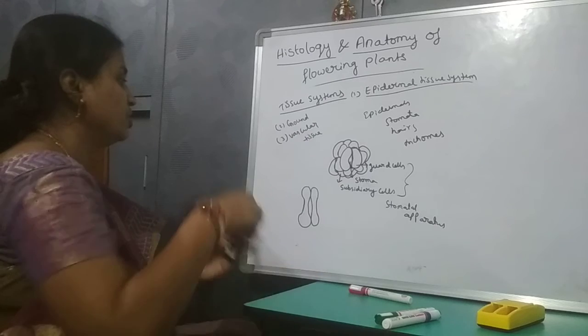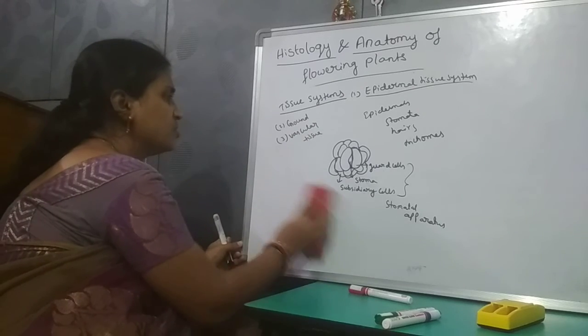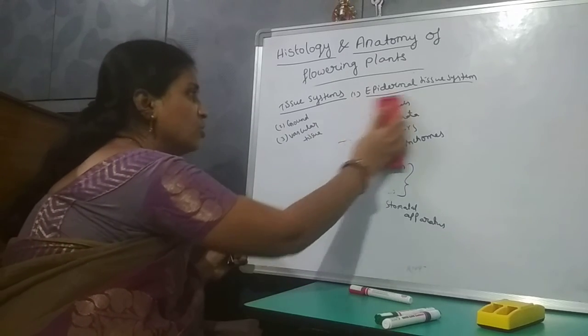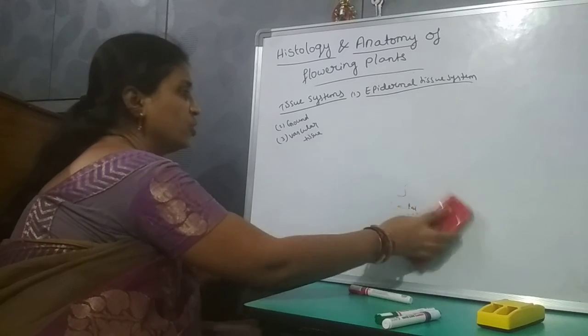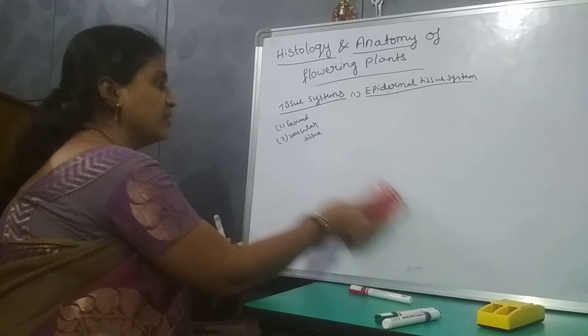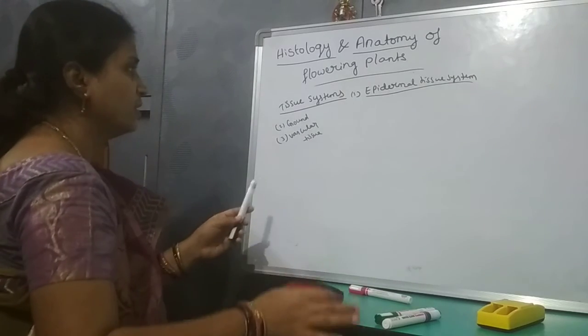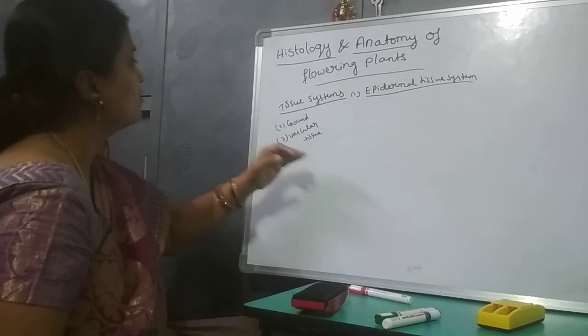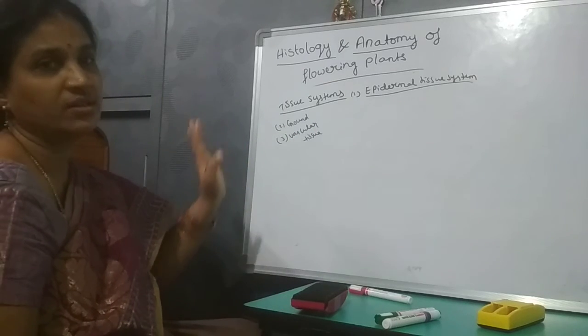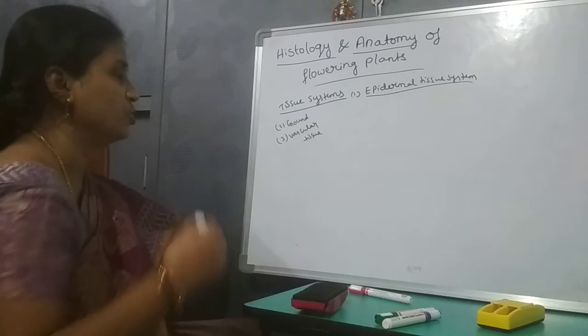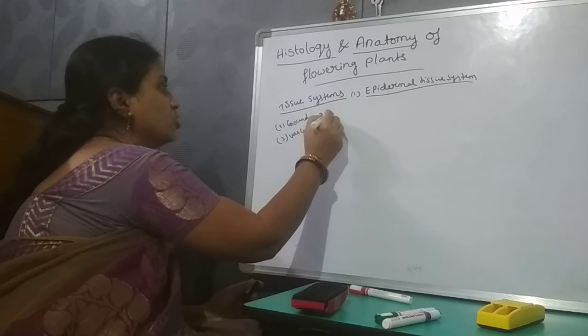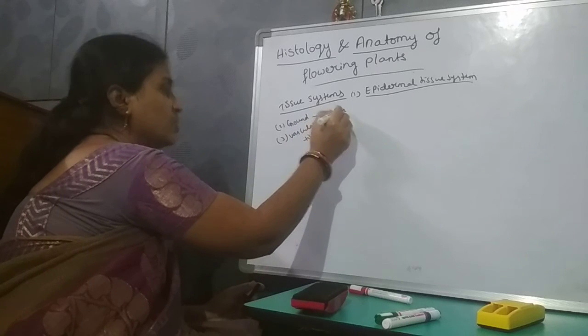Coming on to the ground tissue system. Ground tissue system is mainly consisting of parenchyma, collenchyma and sclerenchyma. They are going to give the mechanical support. So apart from epidermis and vascular tissue, all are the ground tissue. So ground tissue is nothing but the cortex. This we are going to study now.